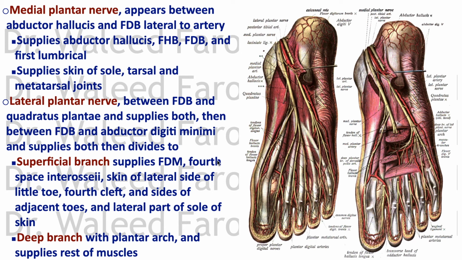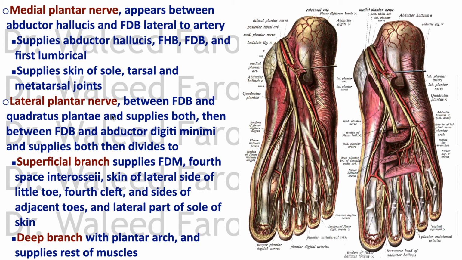The medial plantar nerve appears between the abductor hallucis and flexor digitorum brevis, lateral to the artery, and supplies abductor hallucis, the flexor hallucis brevis, the flexor digitorum brevis, and the first lumbrical muscle. It supplies the skin of the sole on the medial side, of course, and the tarsal and metatarsal joints.